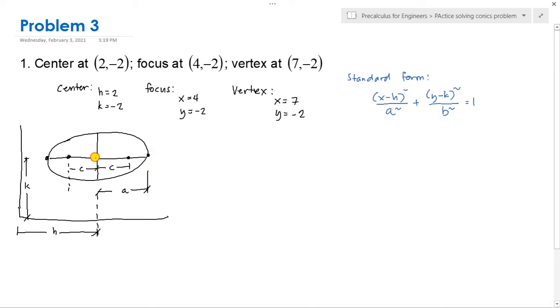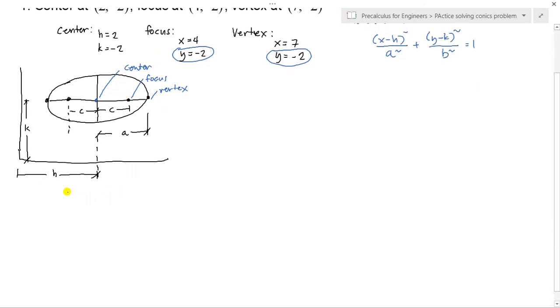As you notice, class, the vertex, the center, the focus, and the vertex must have the same value of y, because if we plot them, they have the same k. As you notice here, the y of the focus is -2, and the vertex is also -2. So this is correct that our ellipse is oriented horizontally.